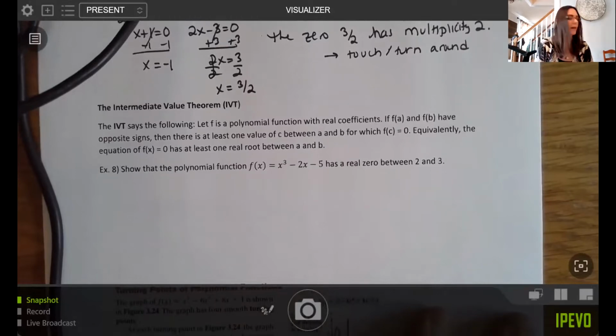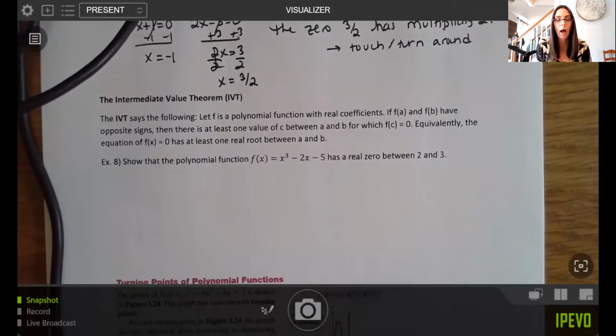All right. The next thing I want to talk about here is the intermediate value theorem. We often abbreviate it as IVT, so I'm just going to do that in the lecture notes to save us some writing. It's actually a really, really important theorem. It's one that I'm going to just talk about quickly, but it's actually really important.